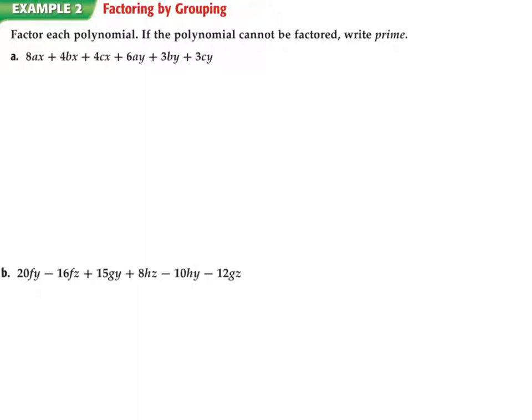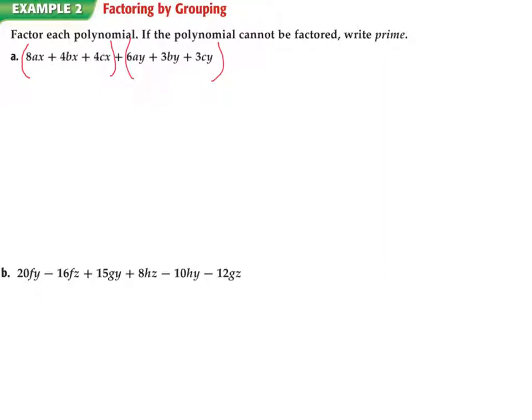In example 2, we're factoring the polynomial, and if the polynomial can't be factored, we're going to say that it's prime. So looking at our first example, we have 8ax plus 4bx plus 4cx plus 6ay plus 3by plus 3cy. The first thing we're going to do is group this so that we can find a GCF. I'm going to group these two sections, and from these two sections I can find a GCF in both of these.